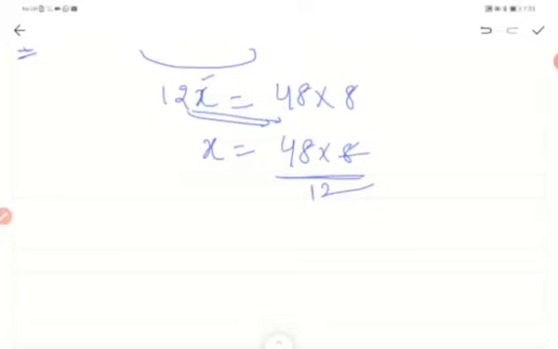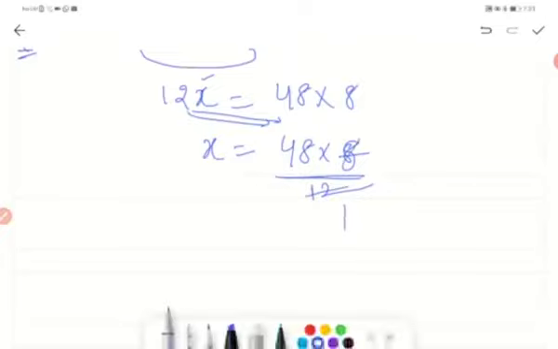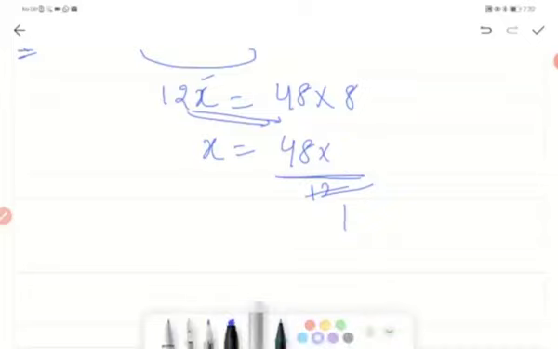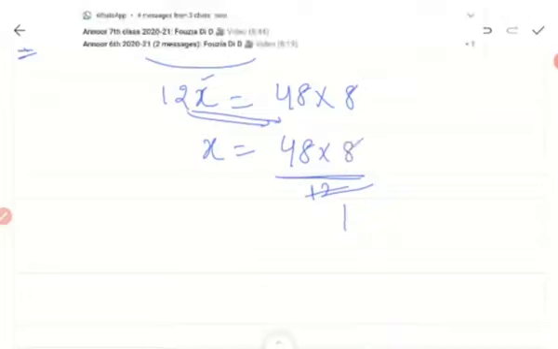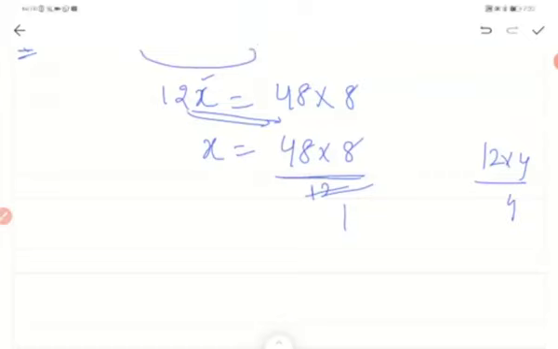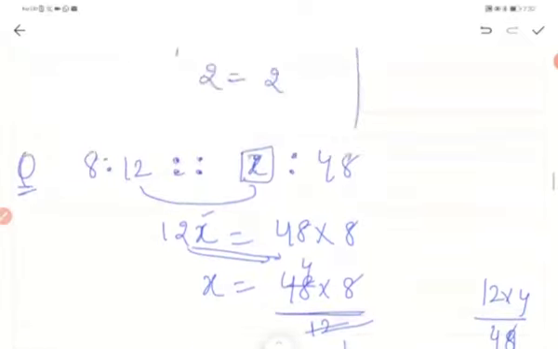So 12 2s is 24. I will keep this 8 as it is. Now just see, you will have 12 4s is 48, I think. Yes, 4 2s is 8, 4 1s is 4. So 12 4s is 48, 8 4s is 32. So the number here is 32.